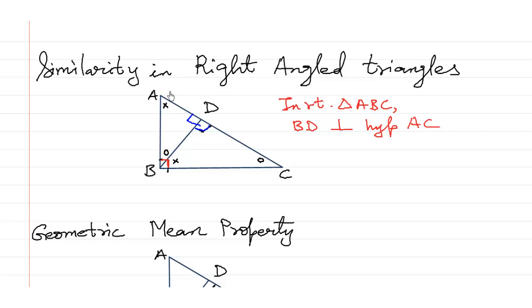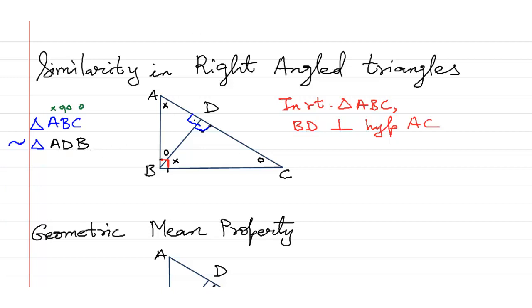Now let us write this down. For example, let's take the big triangle ABC, then we can say it is similar to triangle... Now look at this problem. In the big triangle ABC, angle A was X degrees, angle B was 90 degrees, and angle C was O degrees. So if I want to name this triangle ABD, I need to first write the X degree of ABD, which is A. Then the 90 degree of triangle ABD, which is angle D. And then the third angle O degrees, which is angle B. So I can say that triangle ABC is similar to triangle ADB.